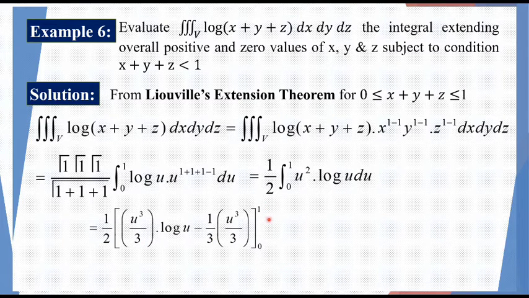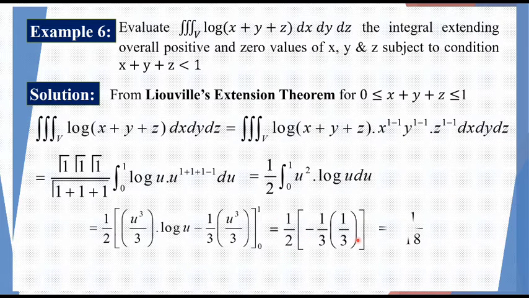So when we apply the limits, when we put u equal to 1, then it is 1 by 3 log 1. Log 1 is 0. So only minus 1 by 3 into 1 by 3 remains, and when we put 0, this entire function will be 0. So only minus 1 by 3 into 1 by 3, that is minus 1 by 9 remains. So it is 1 by 2 into minus 1 by 9, or it is minus 1 by 18. So this is the required solution of this particular triple integral.